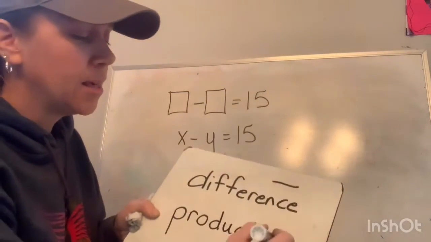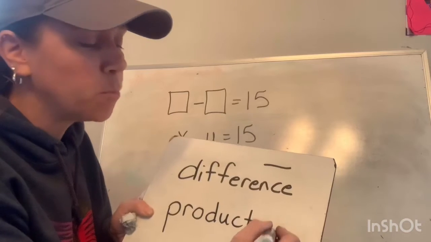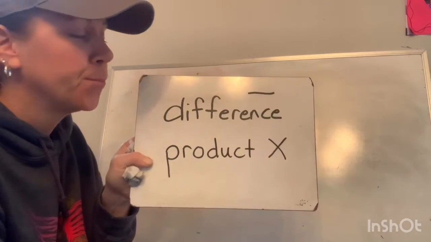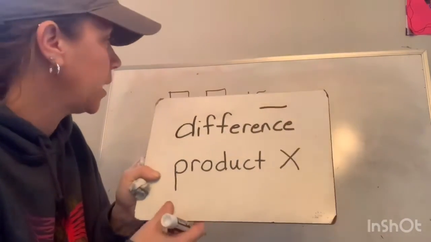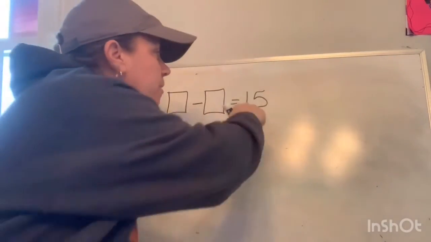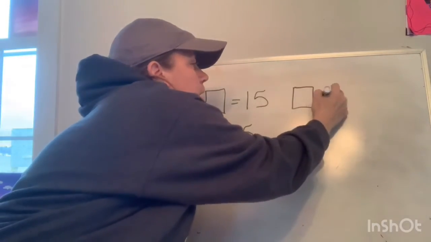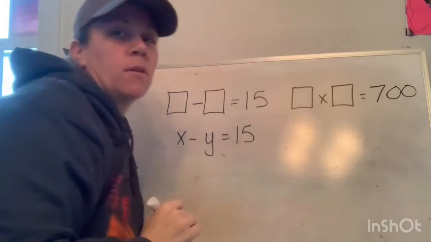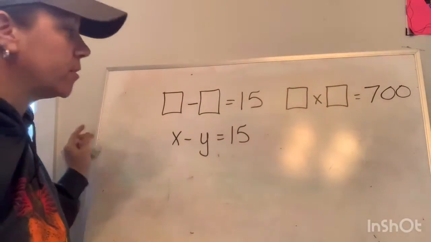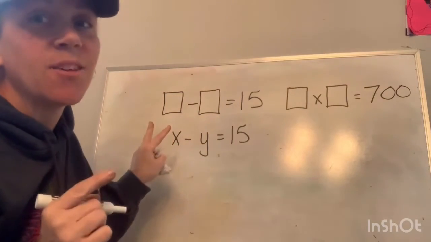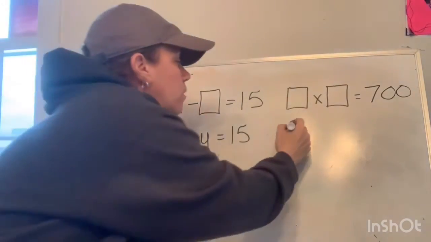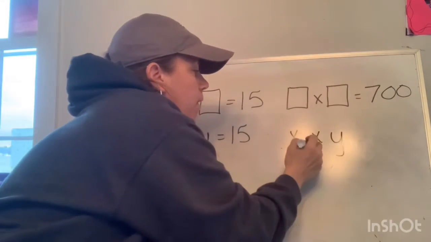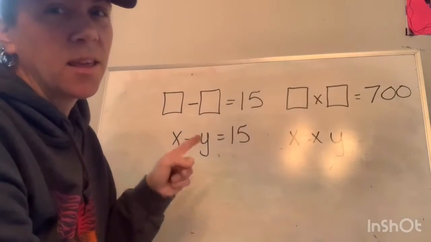So the product is the answer to, I hope you just said multiplication. If you didn't, I'll never know. Multiplication. Product is the answer to a multiplication problem. So I know up here that these same two numbers, if I multiply them together, I get 700. So if I represent that with letters, I have to use the same letters because they're the same numbers. So these two numbers that we don't know, if I multiply them together, and now take a look at that, XX.